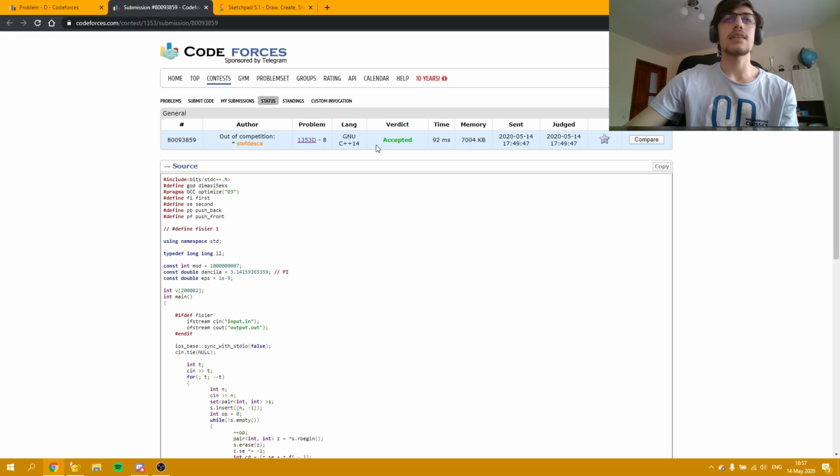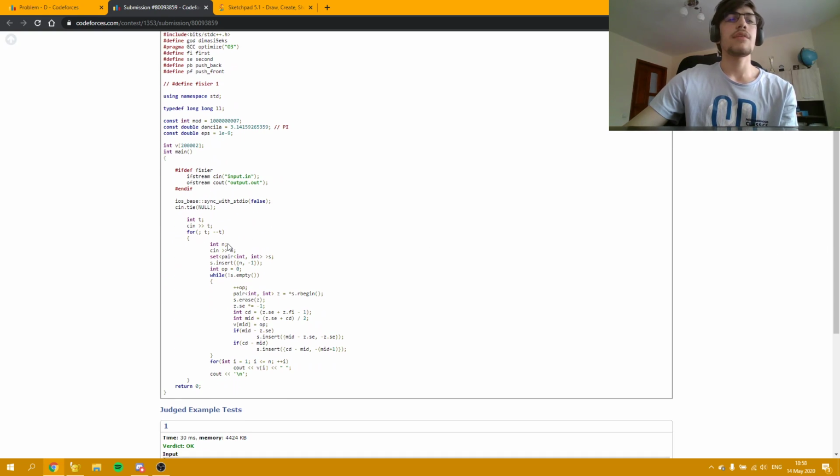As you can see, I got accepted. It was on the first try, and it was actually quite fast. Here I'm reading the input and adding to the set a pair of n and minus 1. Why n and minus 1? n is the length of the interval, since the set compares the pairs by the first parameter and, in case of equality, by the second parameter. So I have to put the length of the interval in the first parameter.